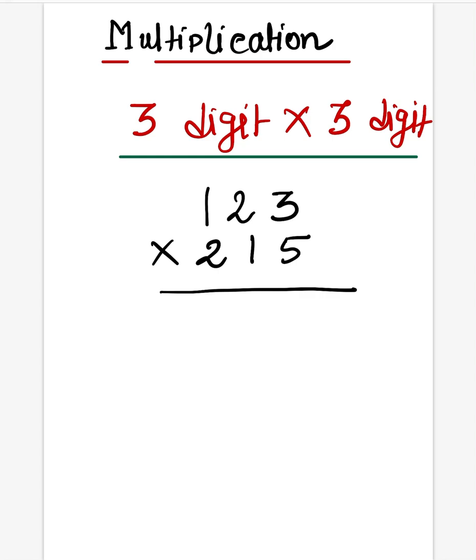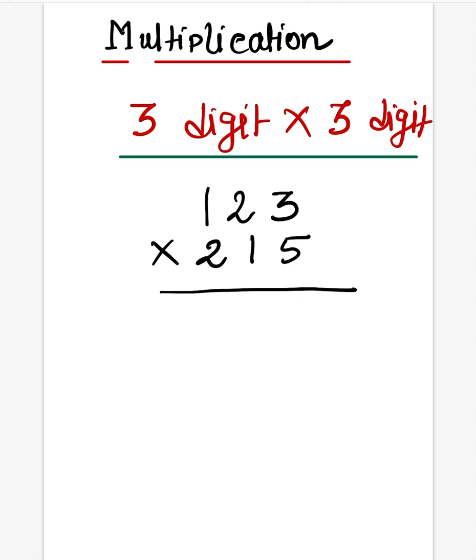First of all, let us take this unit place number 5. We have to multiply all these numbers with 5. First we multiply 5 into 3, then 5 into 2, then 5 into 1. So this is our first work, and we are going to do it in 3 steps.